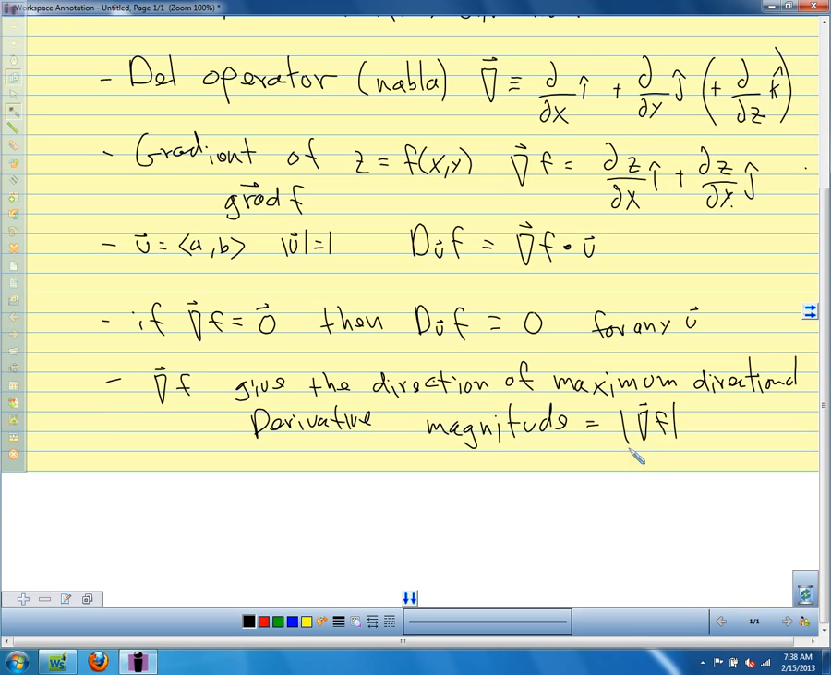So I wanted to show you quickly why these properties are true. It's very, very easy to show. So we'll go through that very quickly, and then we'll talk about some other properties of the gradient that are going to be very, very useful for us. So these are our important ideas from yesterday.